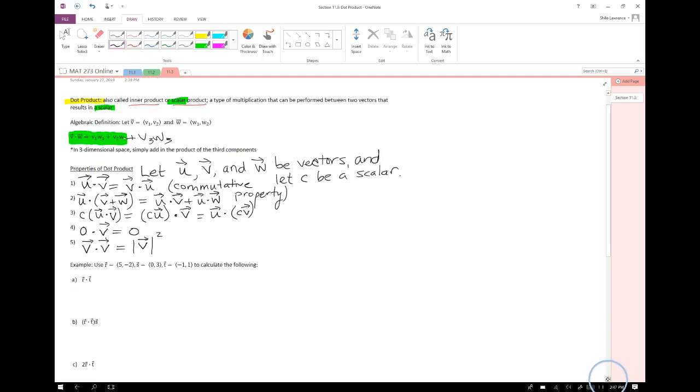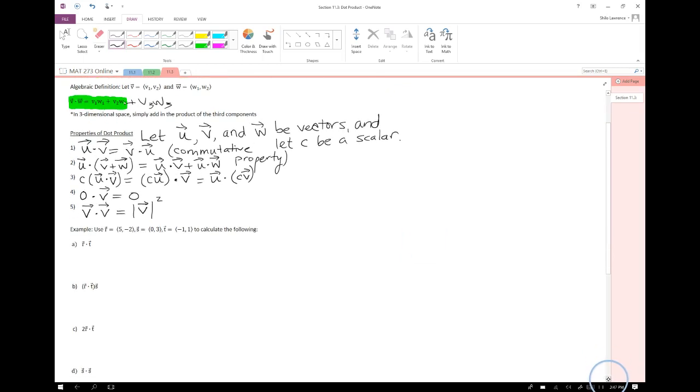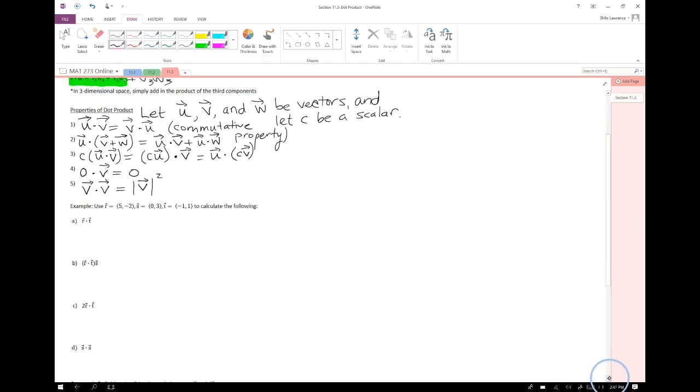So let's try a couple of examples. We are going to use vector r, which has components 5, -2, vector s has components 0, 3, and vector t has components -1, 1, and we're going to do a bunch of different calculations.